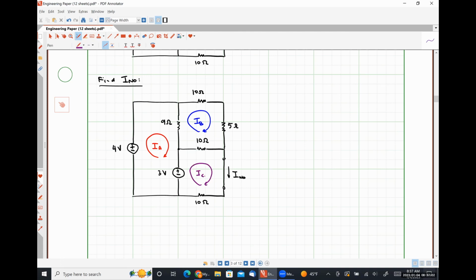and IC. So we have identified our meshes. We've labeled our mesh currents. Once again, there are no dependent sources, so we don't have any controlling variable equations to write. There are no current sources, so we have no current relationships to write. We can move straight ahead into our KVL equations.